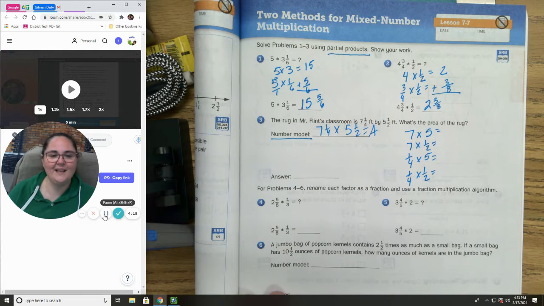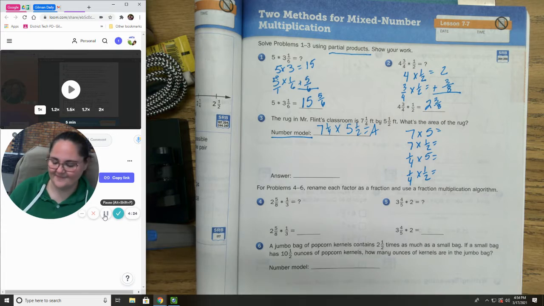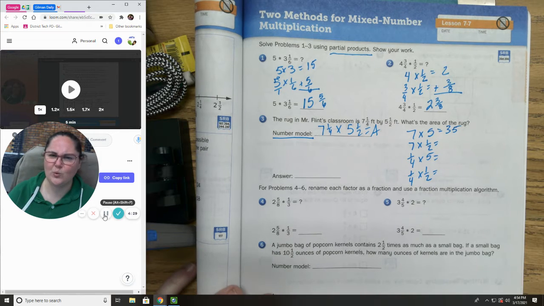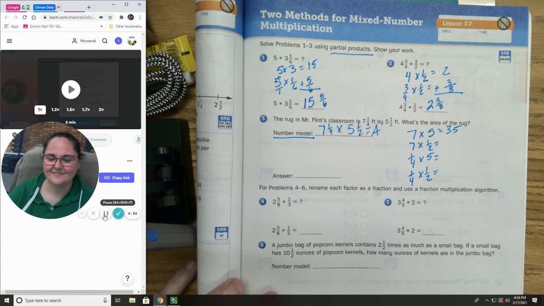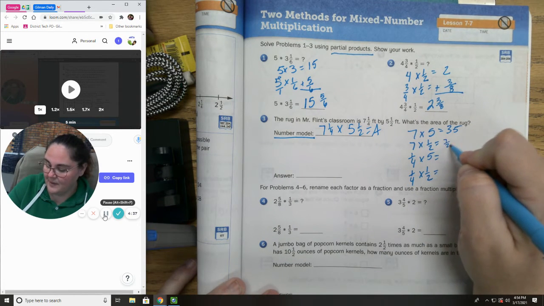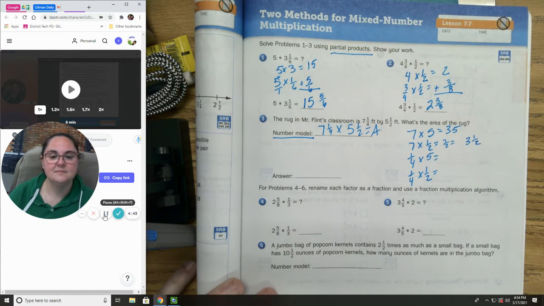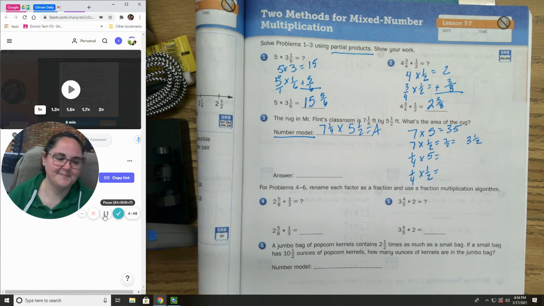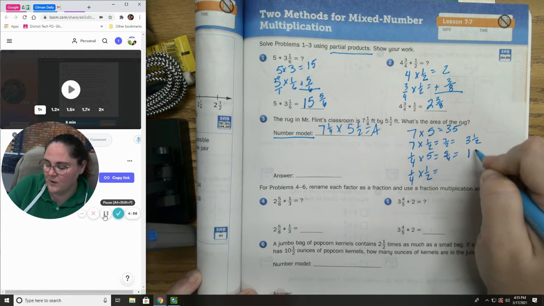All right, we're going to do this slowly. Let's do it little by little. 7 times 5, go. 35. 7 times 1/2. All right, that equals 7/2. But I know that that's also the same as 3 1/2. Okay? 1/4 times 5. That equals 5/4. Or if I rename that as 1 1/4.